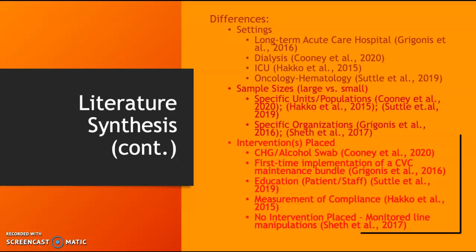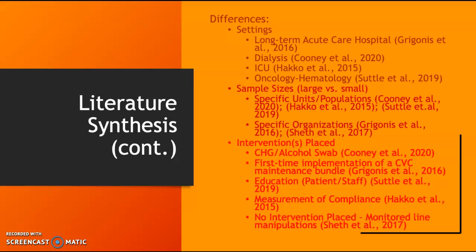And Settle et al. looked at a 29-bed hematology-oncology unit in Alabama. So all different settings. Some were specific to certain types of unit, others were hospital in general. And similarly, authors sampled different sample sizes. So Cooney et al. and Settle et al. looked, as I mentioned, at specific units or populations. So Cooney with the dialysis patients, Hacko with the ICU patients, Settle with the hematology-oncology.